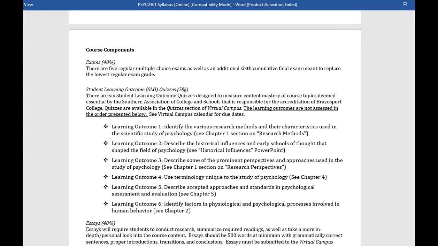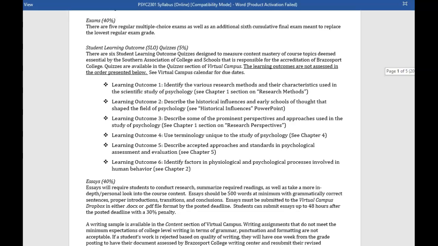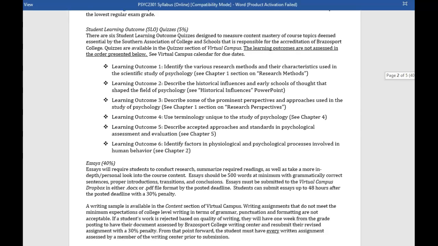The quizzes are outlined on the virtual campus calendar. The first 3 outcomes will be the first 3 quizzes, and they will basically occur within the first 2 weeks of the class. As you can see, we have 6 quizzes that make up 5% of your final grade, so these quizzes each weigh less than 1% of your grade. Important to keep in mind that the multiple choice exams and these multiple choice quizzes are all timed, and so therefore students, when they begin the quiz or the exam, must be prepared to complete them.